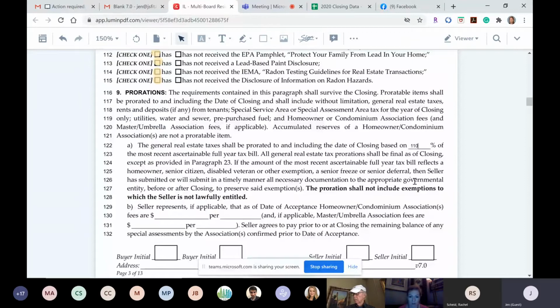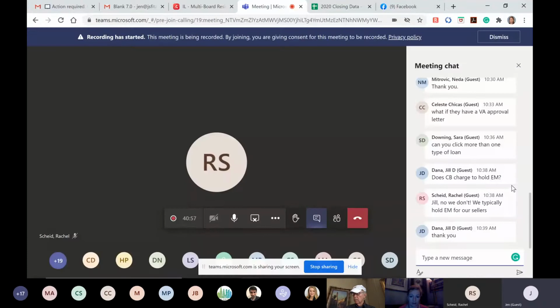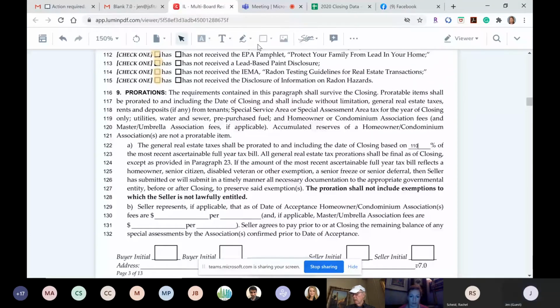Even if you leave it blank, most lawyers will catch that and fix it during attorney review. But that's the whole reason for the proration. Any questions about the tax proration?